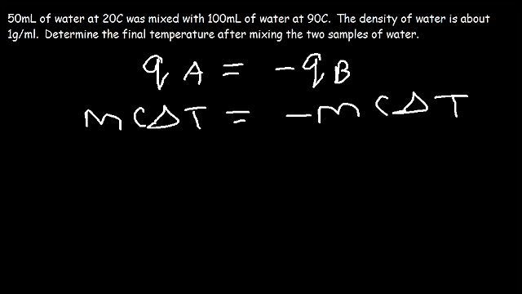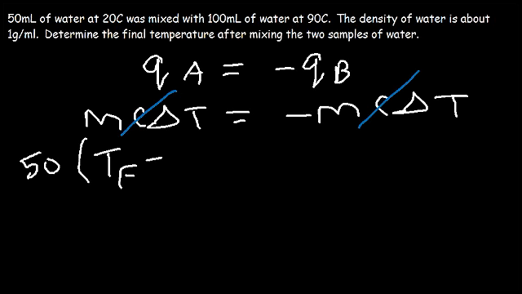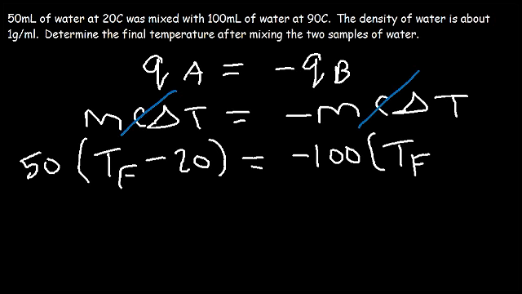So the mass of the cold water sample is 50 grams. Now the specific heat capacity for water is the same, so we can divide both sides by C, and those two will cancel. The final temperature of the cold water solution, we're looking for that. So let's call that TF. The initial temperature is 20, and then minus 100 times the final temperature, well, we're looking for that too. The initial temperature is 90.